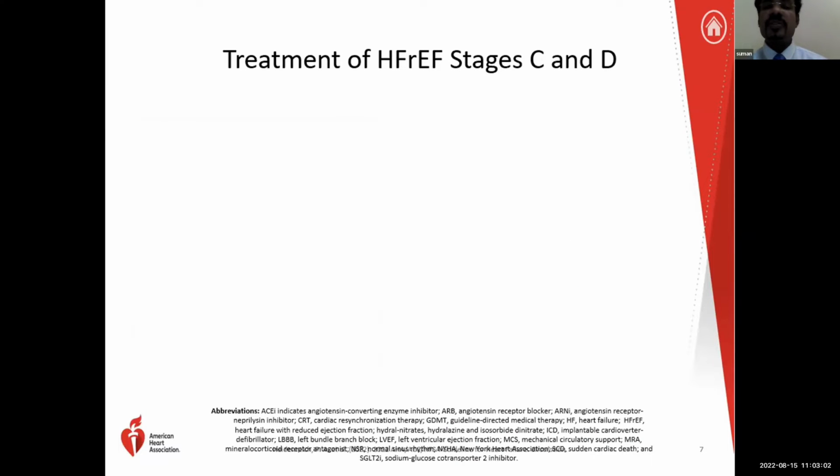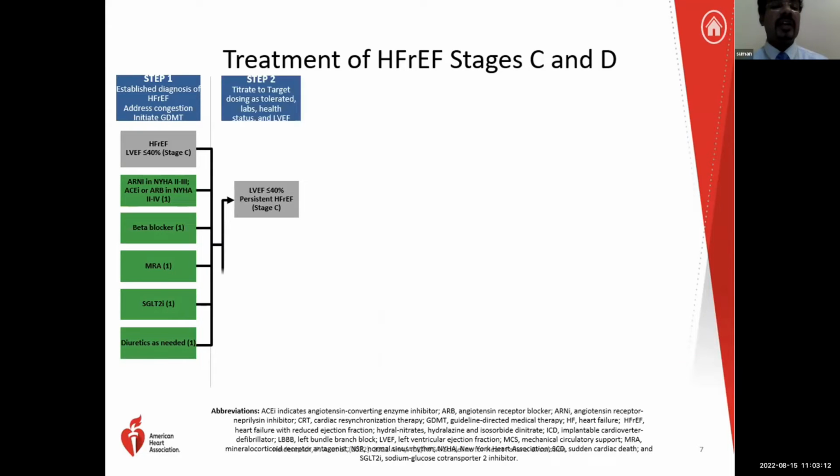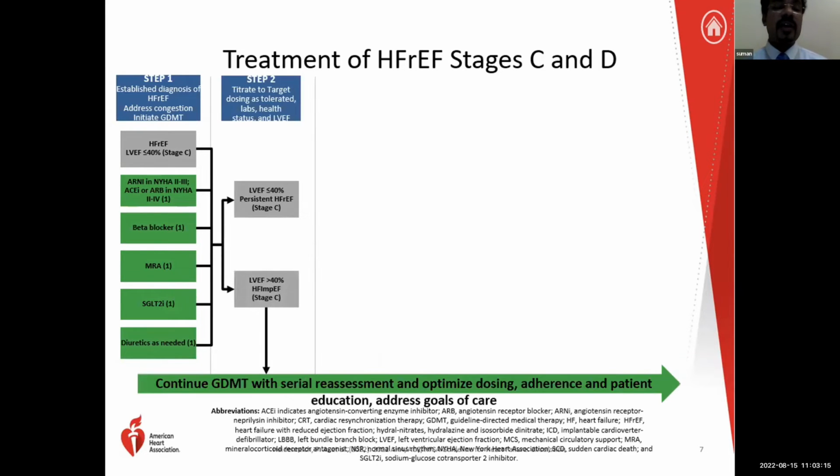Then coming to the treatment strategies of stages C and D. Here, we need a stepwise approach for the treatment. Here, the ejection fraction is less than 40%. Definitely ARNI, that is the angiotensin receptor neprilysin inhibitor, in NYHA 2 to 3, and ACE inhibitors or ARBs in NYHA 2 to 4. Then, of course, beta blockers, mineralocorticoid receptor antagonists, SGLT2 inhibitors, and diuretic if needed.